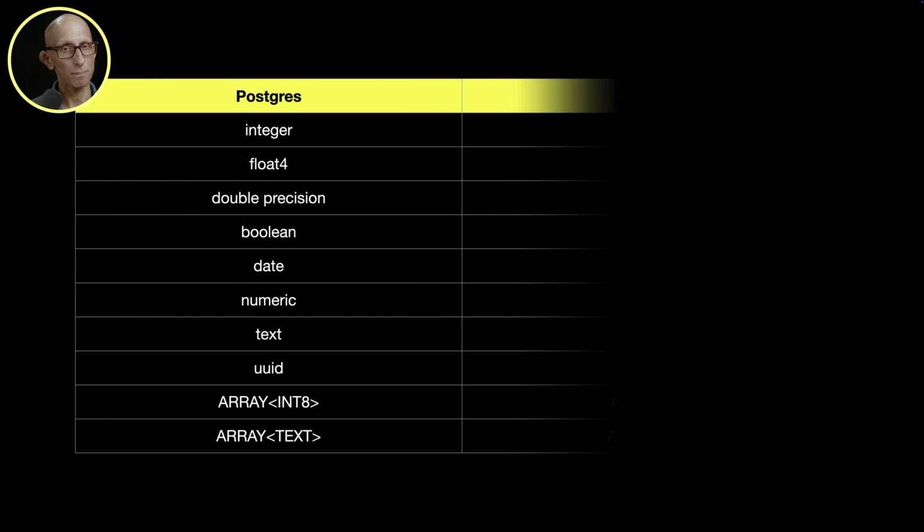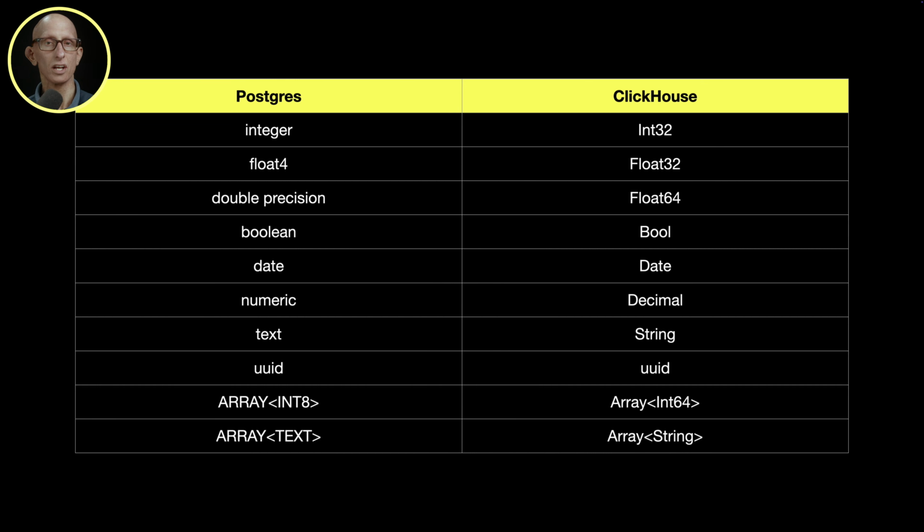Both databases store data in tables, and each field has a type. There's a mapping from most Postgres types to ClickHouse types, but they do use slightly different names. There are some differences in how we configure tables in ClickHouse and Postgres.